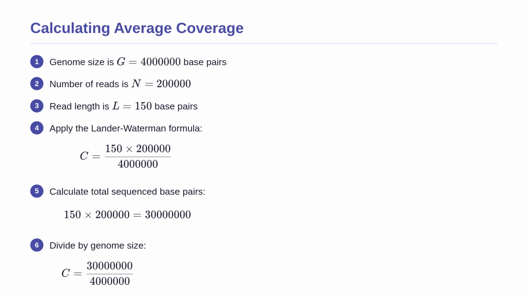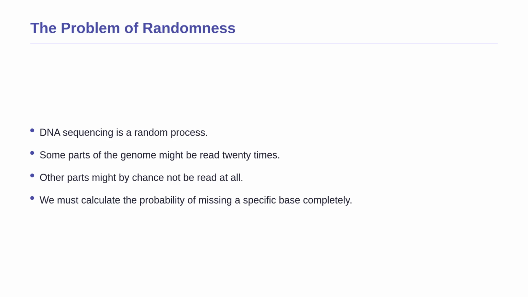We choose the Lander-Waterman formula for this. First, we multiply the read length of 150 by the 200,000 reads to find the total amount of DNA sequenced, which is 30 million base pairs. Then we divide this by the genome size of 4 million. The final answer is 7.5. This means every single letter has been read 7.5 times on average.